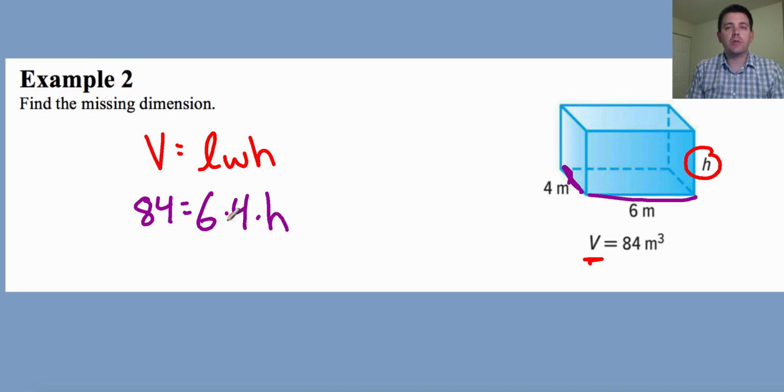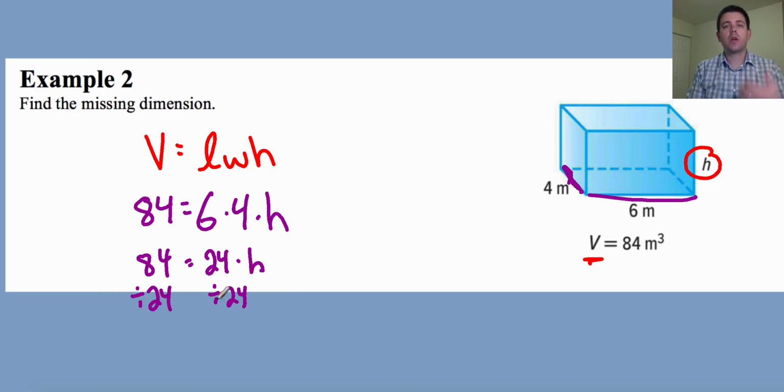Do the math that you can do. 6 times 4 is 24, times h is equal to 84. Now we solve it. They multiply by 24, so I'm going to divide by 24. All we did was plug our numbers into our formula and work the problem backwards. Okay? Solve it for our missing piece.